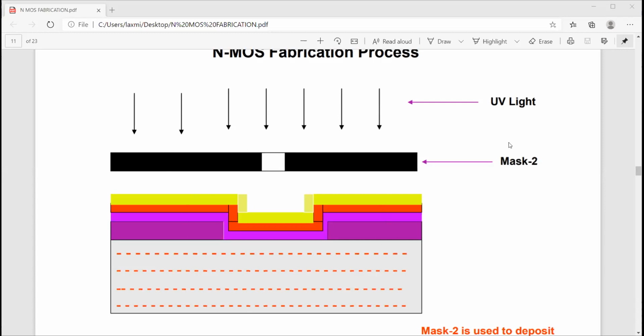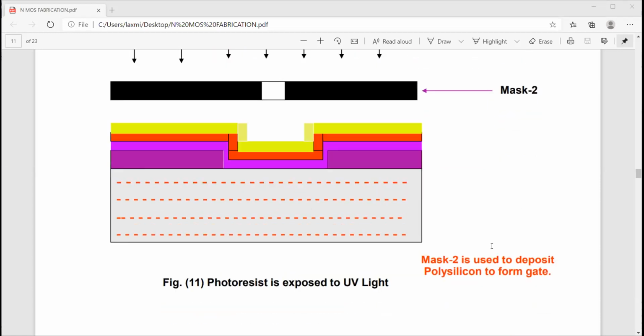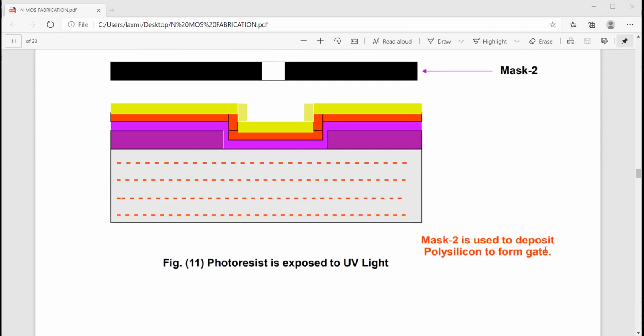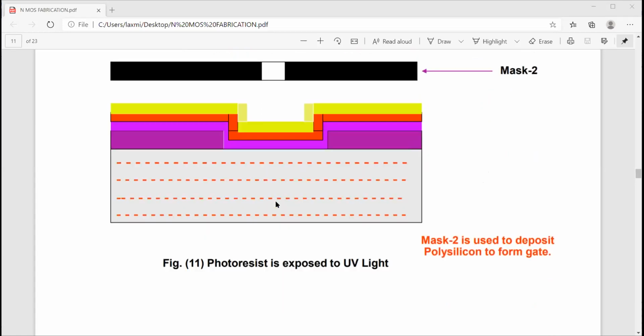అంటే this mask we can call as mask 2. Because పైన మనం discuss చేసాం, that is mask 1. This is one more mask, అంటే second time mask ఇస్తున్నాం, that is mask 2. The mask 2 is used to deposit polysilicon to form the gate. అంటే గేట్ ఫామ్ చేయడం కోసం I am using a mask 2. For example ఇక్కడ some place, అంటే ఈ ప్లేస్ లోనే the UV light will be deposited, అంటే UV light అనేది exposed అవుతుంది. నెక్స్ట్ పాయింట్ కి రండి.